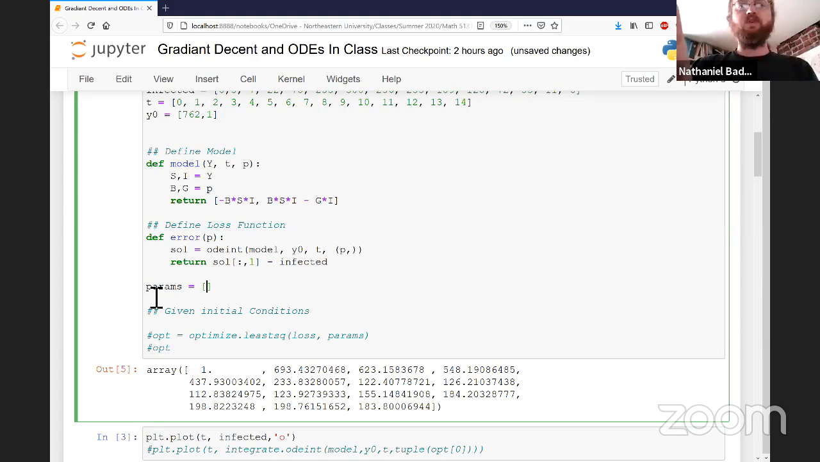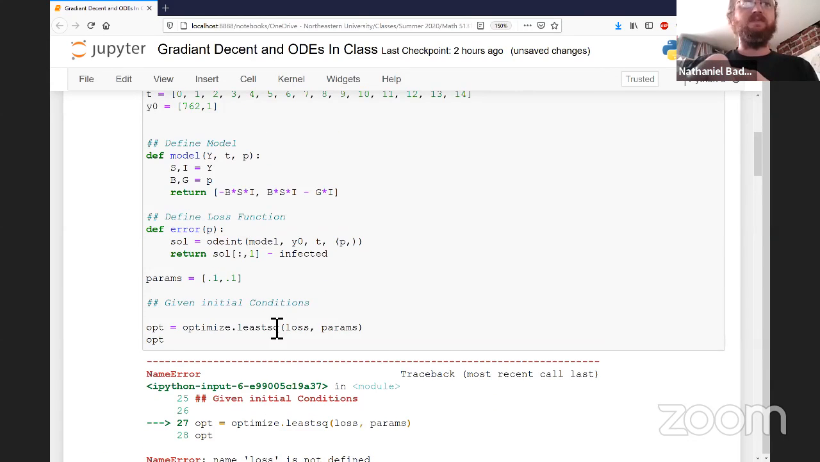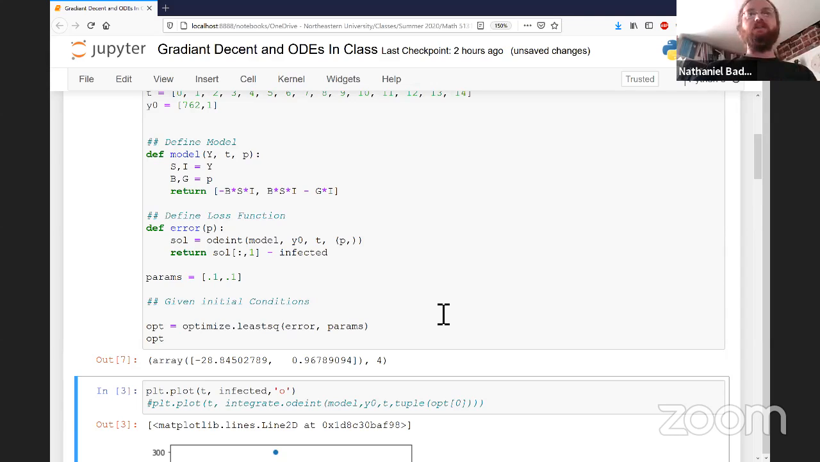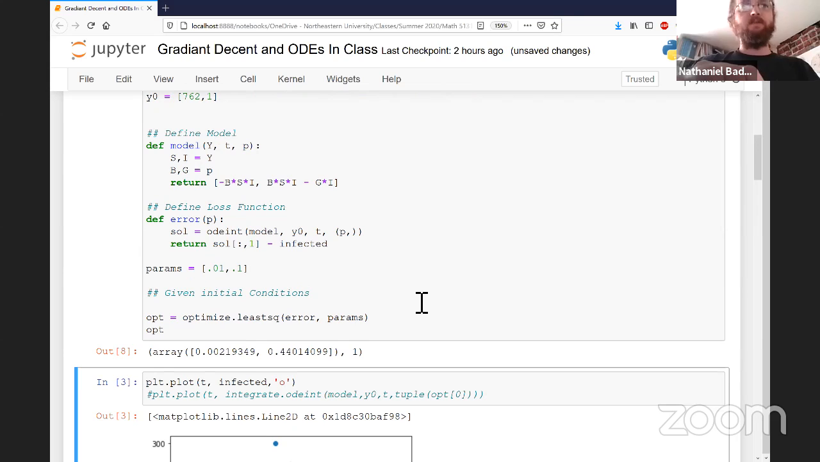So we'll give it some initial parameter values. I don't know, 0.1, 0.1. Let's let it define loss. And there it goes. And it runs something. Let's actually do 0.01. There we go. Okay.